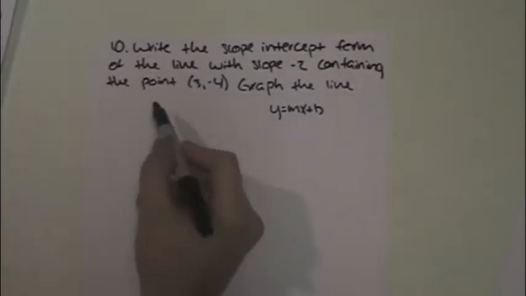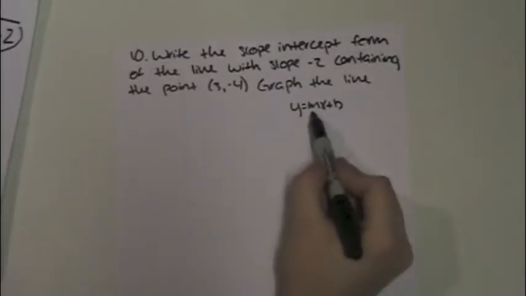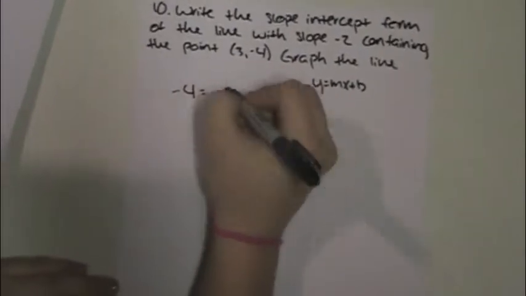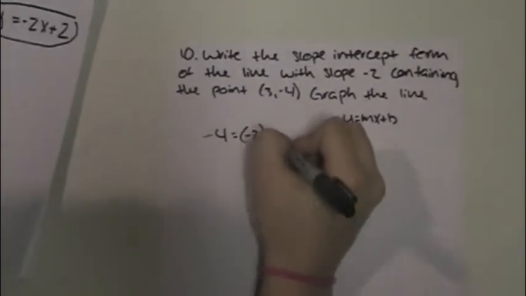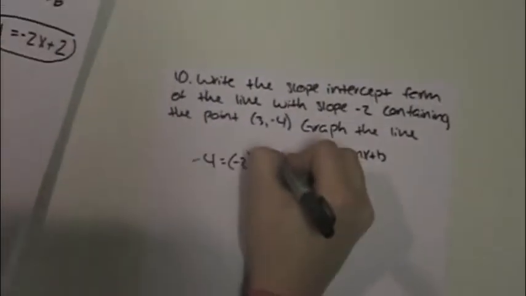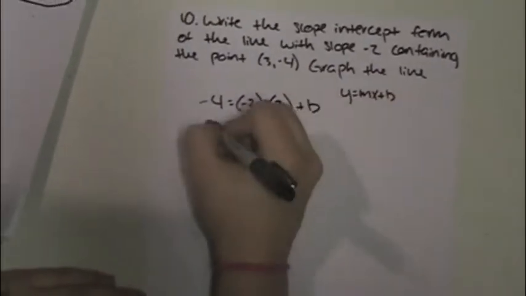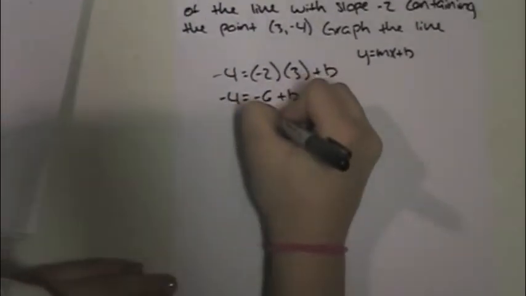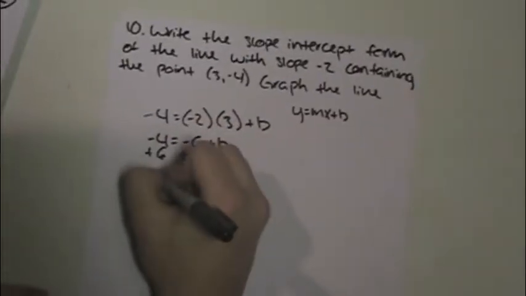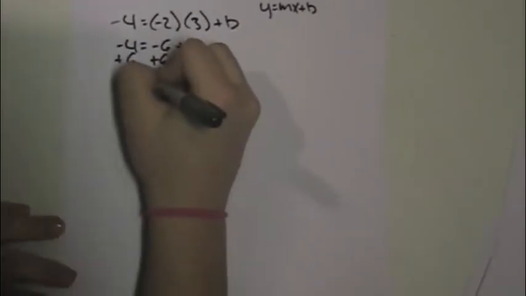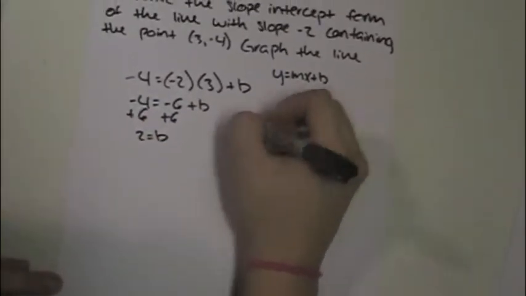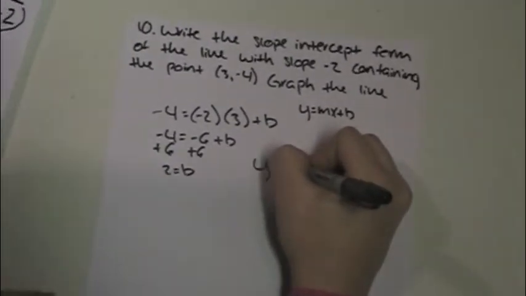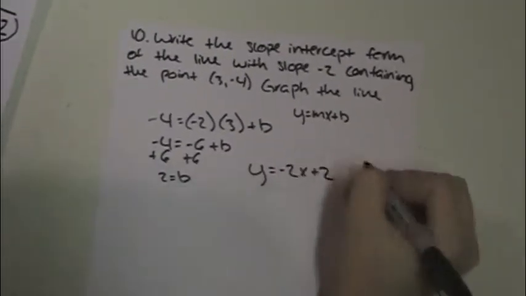Okay, so you have to find out what b is. So you have to plug in the point, the x and y, for x and y. Then you have to solve for b. So you move the 6 onto the other side, and you get b equals 2. So then you plug that back into the equation, and you already have the slope. So the equation is going to be y equals 2x plus 2.